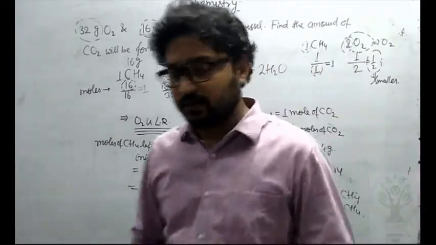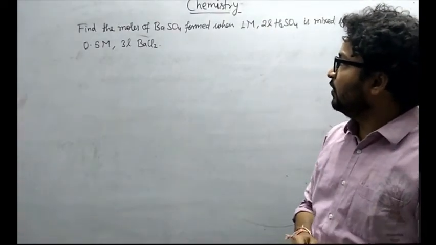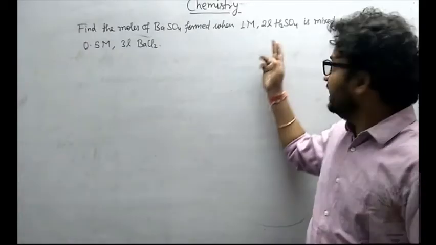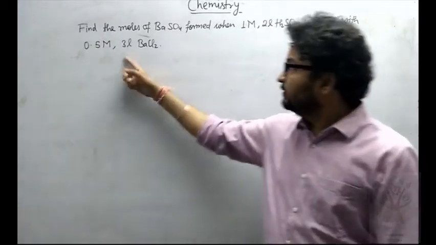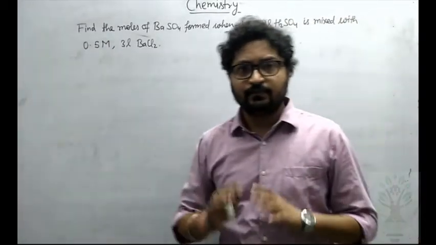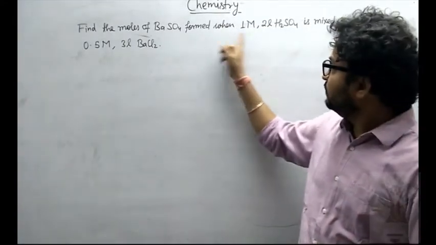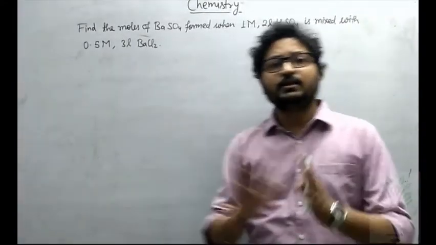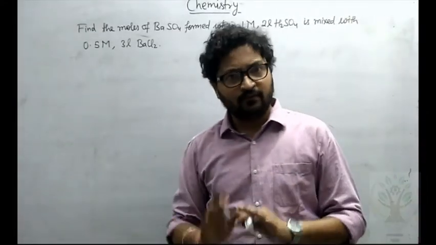Okay, good. Moving forward. The next question is: find the moles of BaSO4 formed when 1 molar 2 liter H2SO4 is mixed with 0.5 molar 3 liter BaCl2. Is the question clear? It means 1 molar 2 liter H2SO4 and 0.5 molar 3 liter BaCl2 are mixed. They are asking what will be the moles of BaSO4 formed.